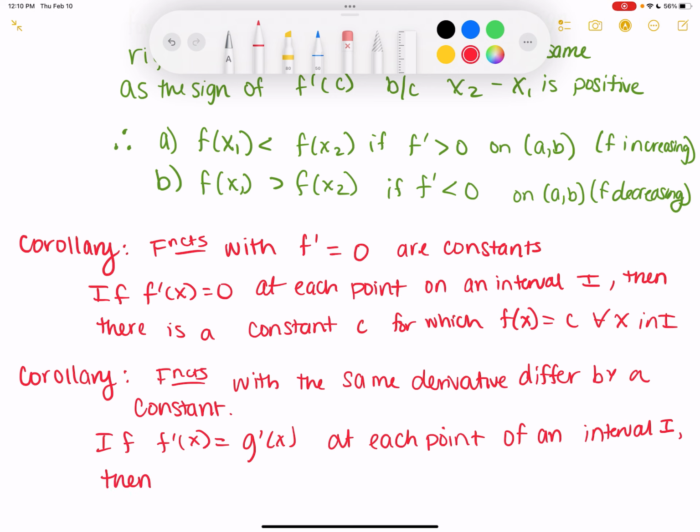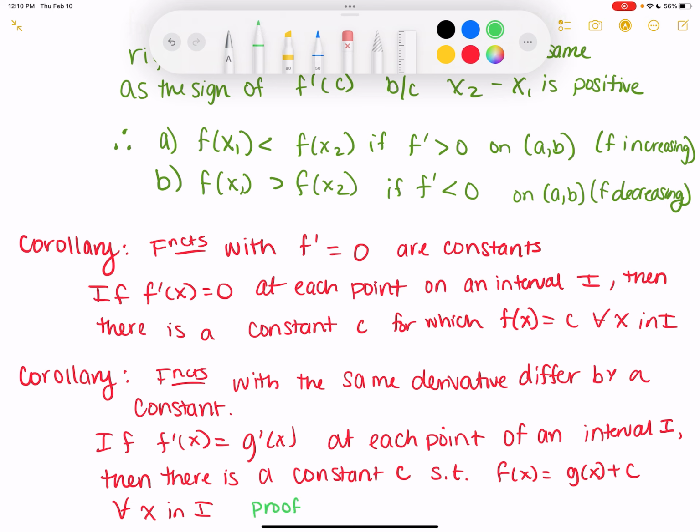At each point of an interval I, then there is a constant C such that f of x equals g of x plus C for all x in I. And I'm not going to do this proof, but the proof of that is on page 204.